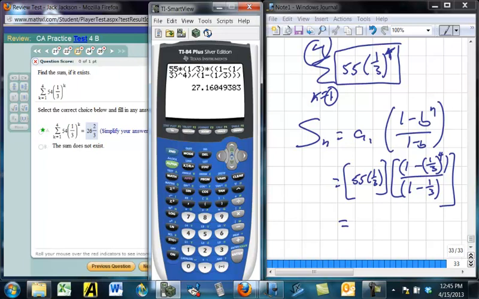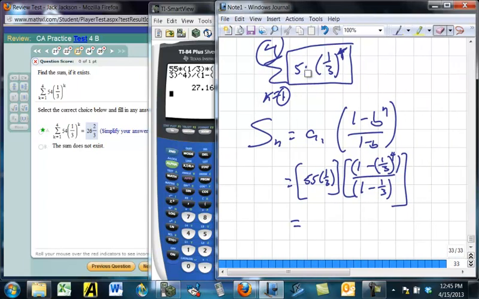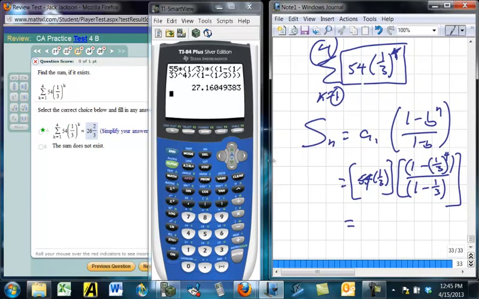Oh, I copied it wrong. I said 55. It should have been 54. Let's change that. Everything else is right. So let's go second entry. And that should have been a 54.